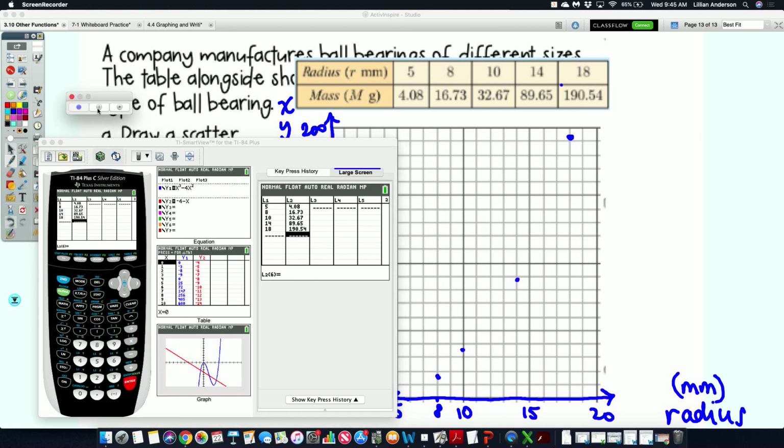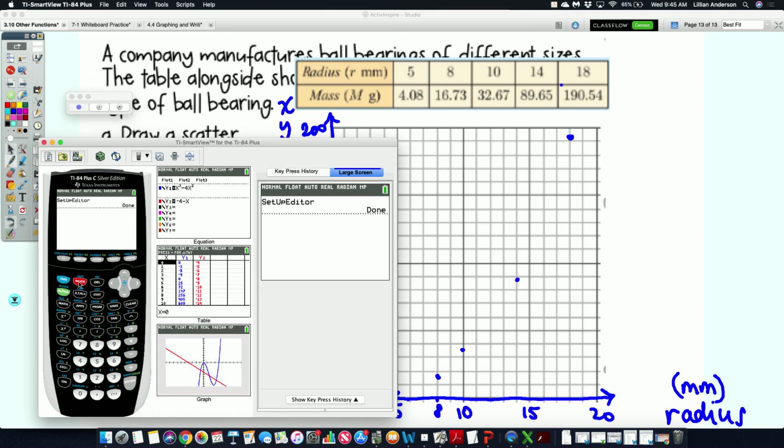So now that we have our data in, now we're able to find that power model that the question asked us to do. So what we need to do is go to second mode. Second mode quits out of our list, quits out of our data. So we want to go back to our home screen, and then we're going to go back to Stat. You want to go over to Calc, C-A-L-C. And since it asks us to find a power model, we want to scroll down to where we see power reg.